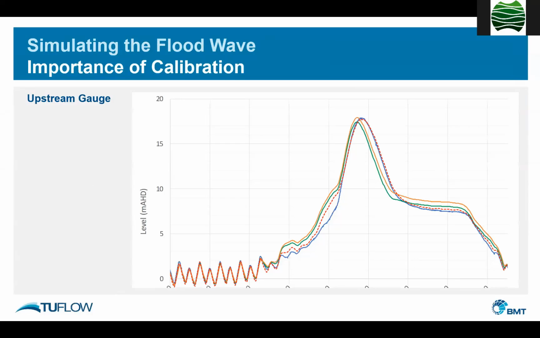So on the screen here, you can see a hydrograph from the Brisbane River study, and this is at one of the upstream gauges. That was a pretty important point for calibration. The blue line was what was recorded in one of the major floods here in Brisbane. So that's the recorded hydrograph. You can see the tide at the beginning here, and then as the flood comes through, it peaks.